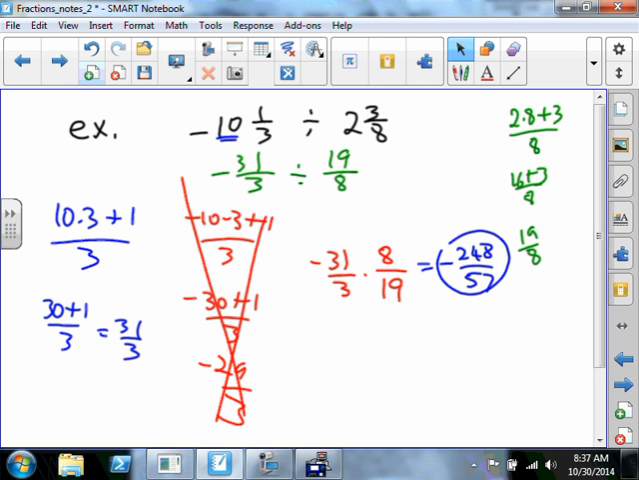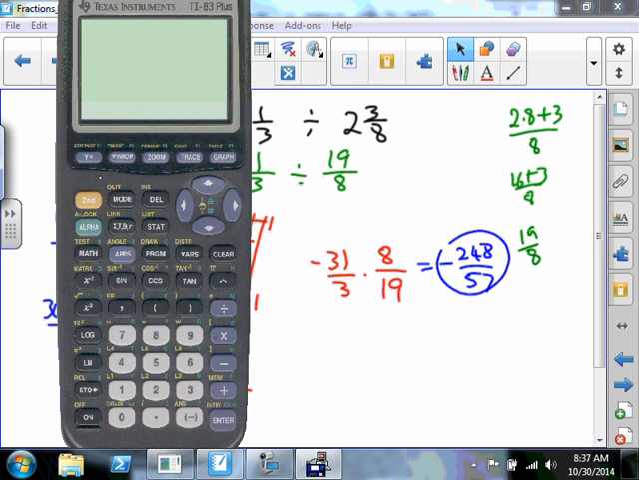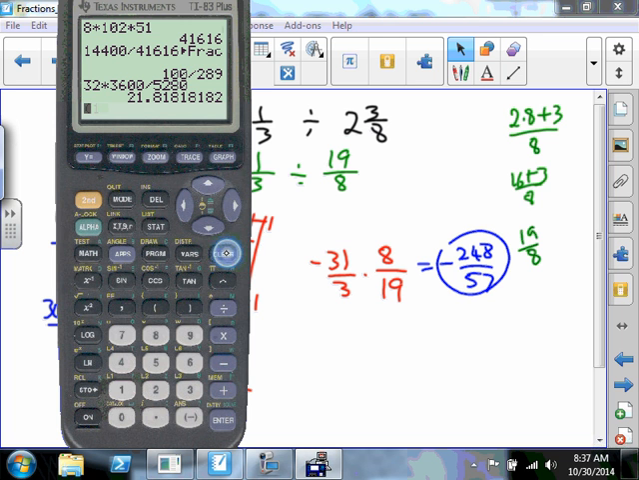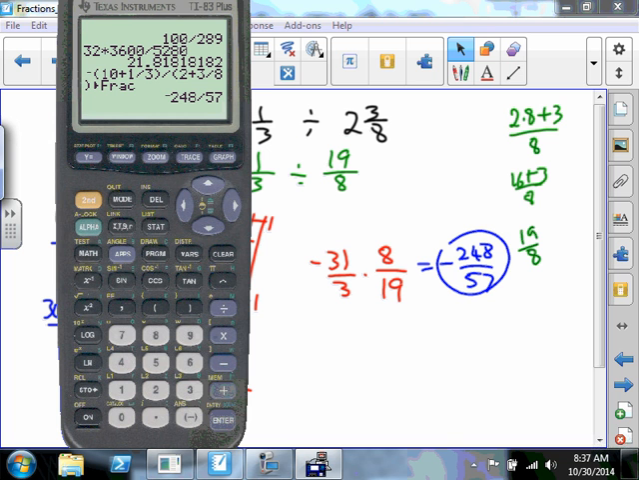So let's try this on the calculator real quick, and then that'll be it for today. So we had -10 1/3. Notice how I put the negative out front. You've got to be real careful on those. Divided by 2 3/8. Math, let's make it a fraction. Bam, like a boss. Check it out.